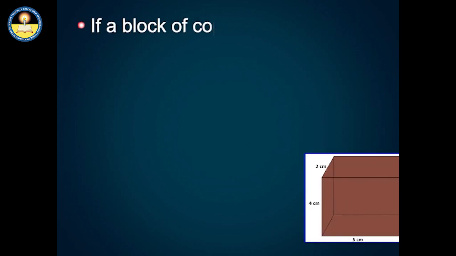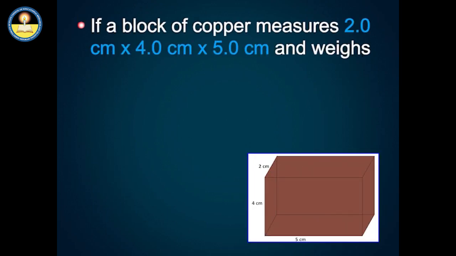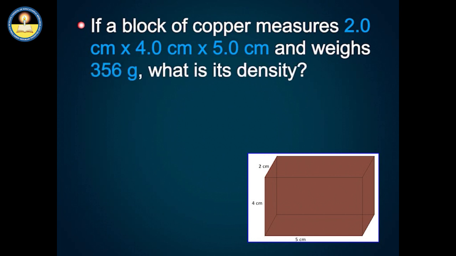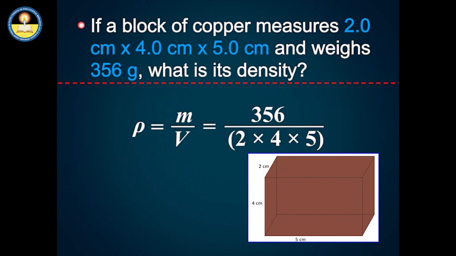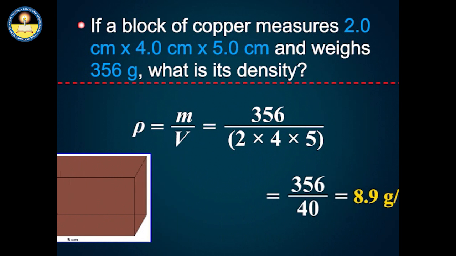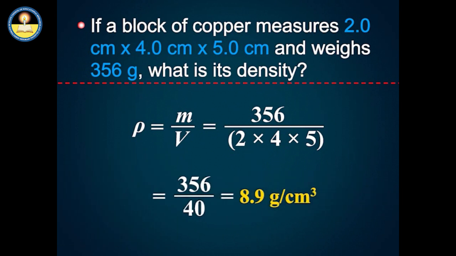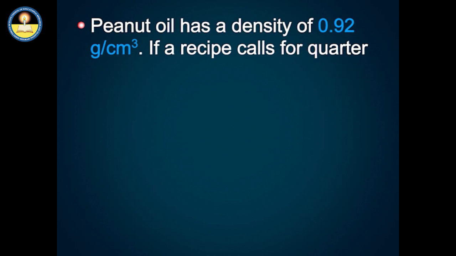If a block of copper measures 2 cm by 4 cm by 5 cm and weighs 356 grams, what is its density? Since the density is the mass per unit volume, thereby density of copper comes out to be 8.9 gram per centimeter cube.